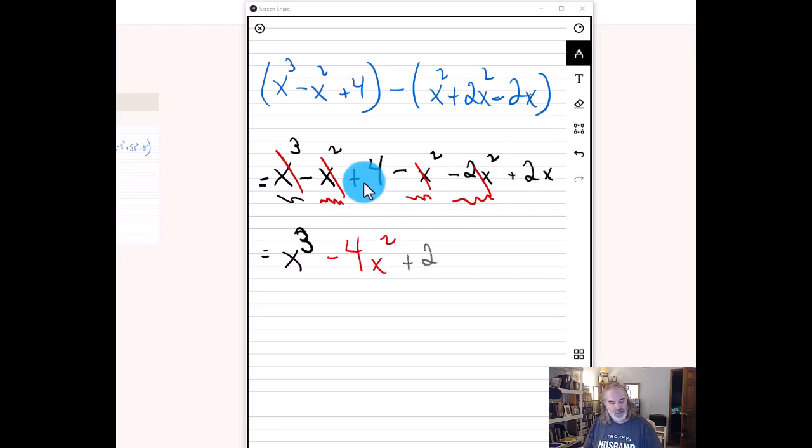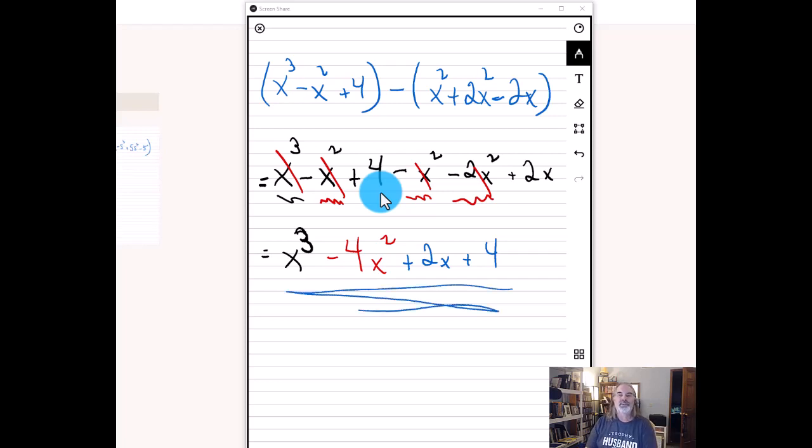And I will write them in that order, not in the order they appear in the previous line, to make sure that our polynomial is descending, right? The powers of x are getting smaller. And there we go. There is the net result of those.